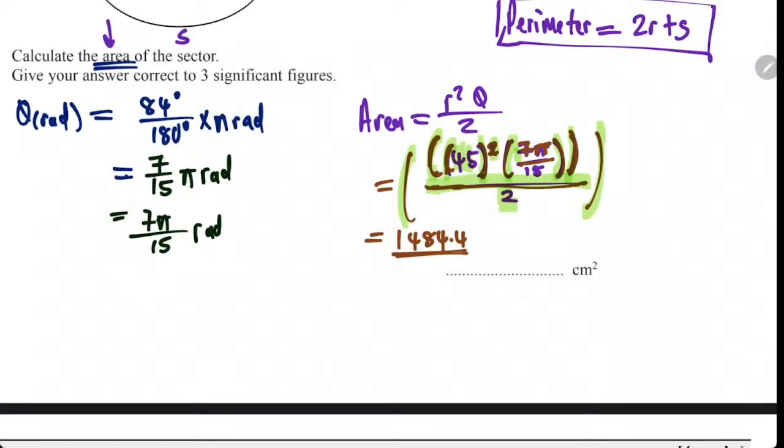Okay, Ilang? This is the correct one. Say open bracket, then open a second one. Then open a third one and say 45, close. Then you say squared. Then you open again. You say 7 pi over 15. This is a 15. Then you close. Then you close again. You say divided by 2. Then you close. Tell me what answer you get. You should get 1484.4. And this would be the end.